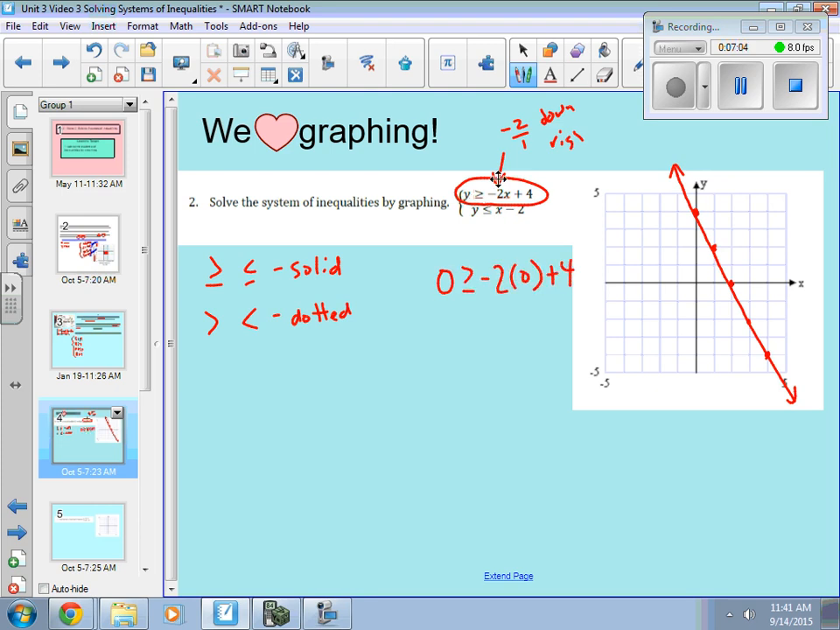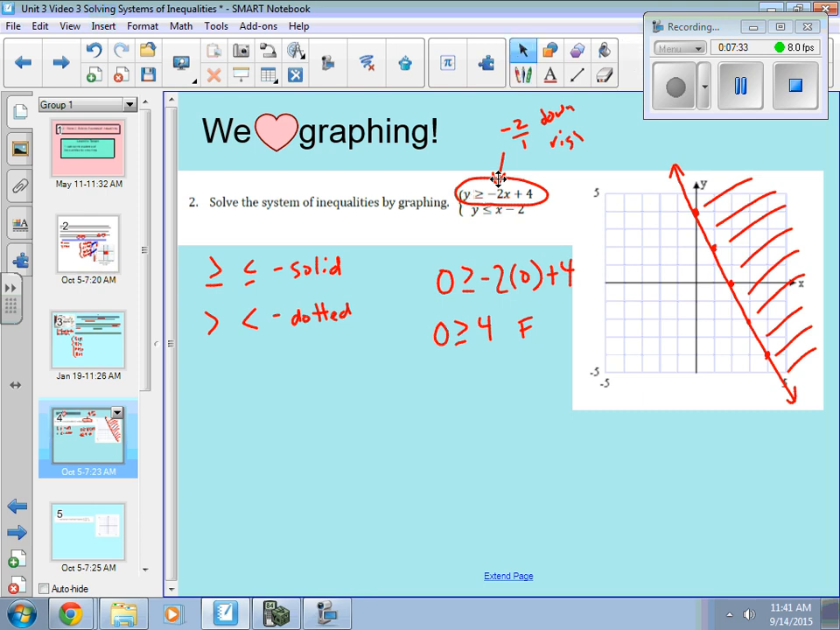Well, if we put 0 in for both, we get that 0 is greater than or equal to 4. That is a false statement. 0 is not bigger than 4, which means our test point here at 0, 0 does not come out to be true. Any point we pick on this side of the line is not going to come out true. So that means the other side of the line must make them all true. So in this one, we'd want to shade everything over here. Okay, so that's for the first line.